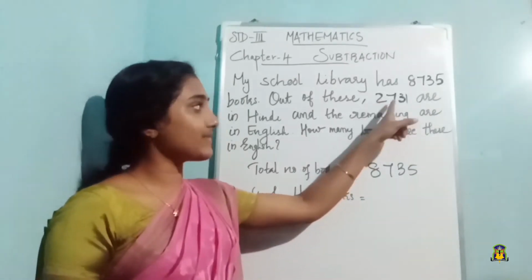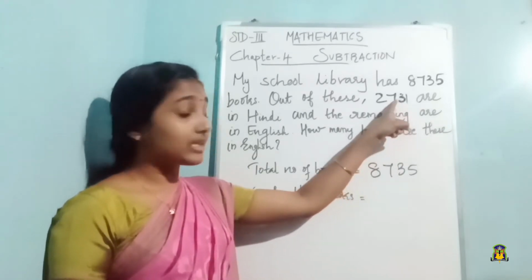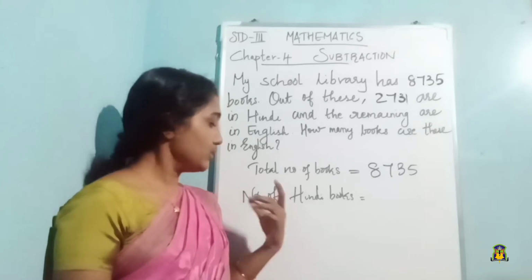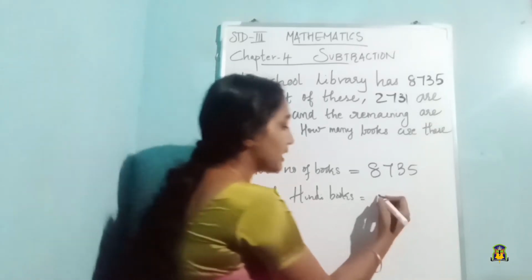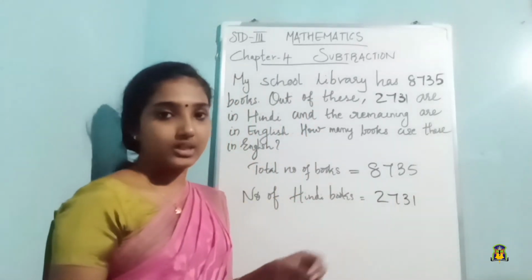Okay. And next, there is another number in the question. It's 2731. And which is that? 2731 are the number of Hindi books. Okay. So the number of Hindi books equal to 2731.